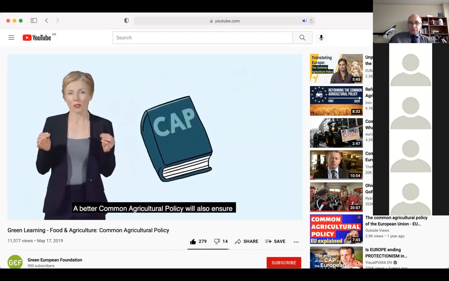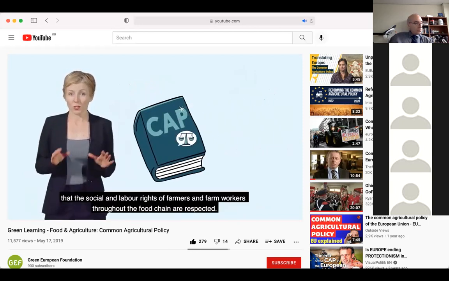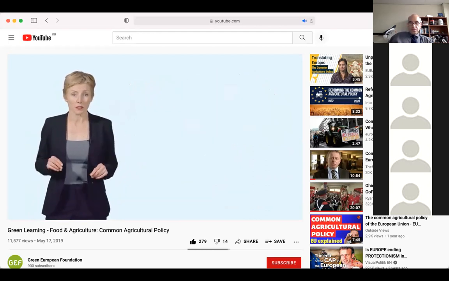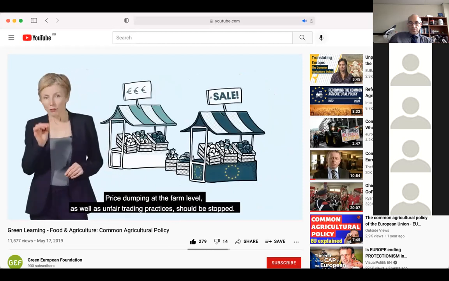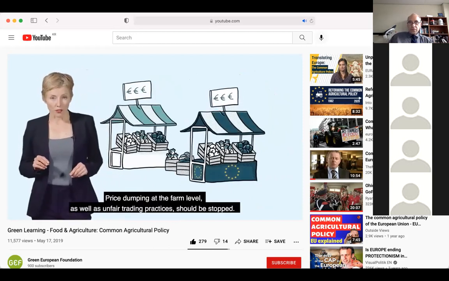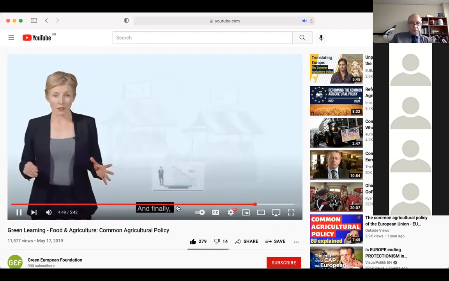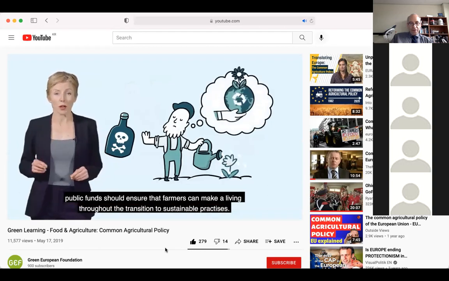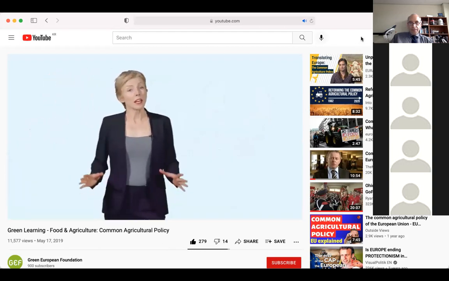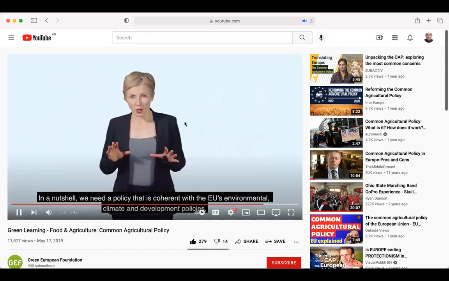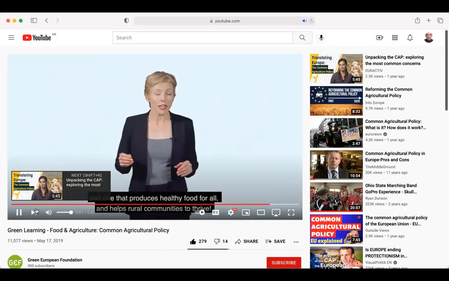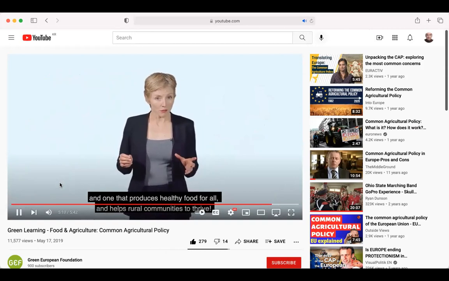A better common agricultural policy will also ensure that the social and labor rights of farmers and farm workers throughout the food chain are respected. Price dumping at the farm level, as well as unfair trading practices, should be stopped. And finally, public funds should ensure that farmers can make a living throughout the transition to sustainable practices. In a nutshell, we need a policy that is coherent with the EU's environmental, climate, and development policies, and one that produces healthy food for all and helps rural communities to thrive.